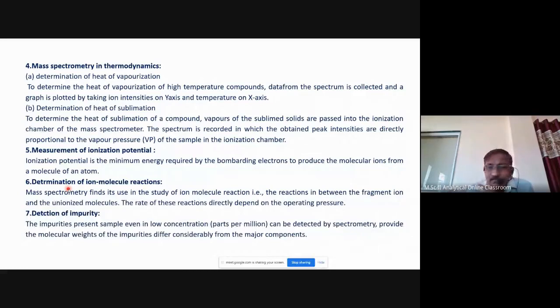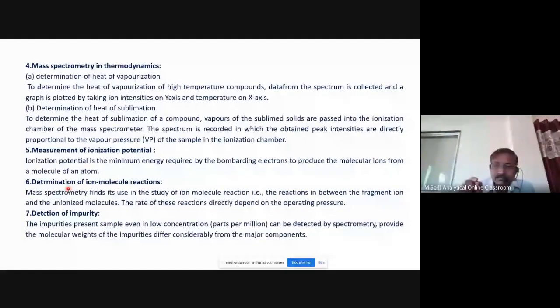It is also very useful to determine ion-molecule reactions, and it is used to study ion-molecule reactions because once one part undergoes ionization to give a fragment, that fragment reacts with an unionized, neutral molecule and undergoes further fragmentation. So a kind of chain reaction takes place there, and we can get the fragment pattern in detail. So that is a very important part of determining ion-molecule reactions.